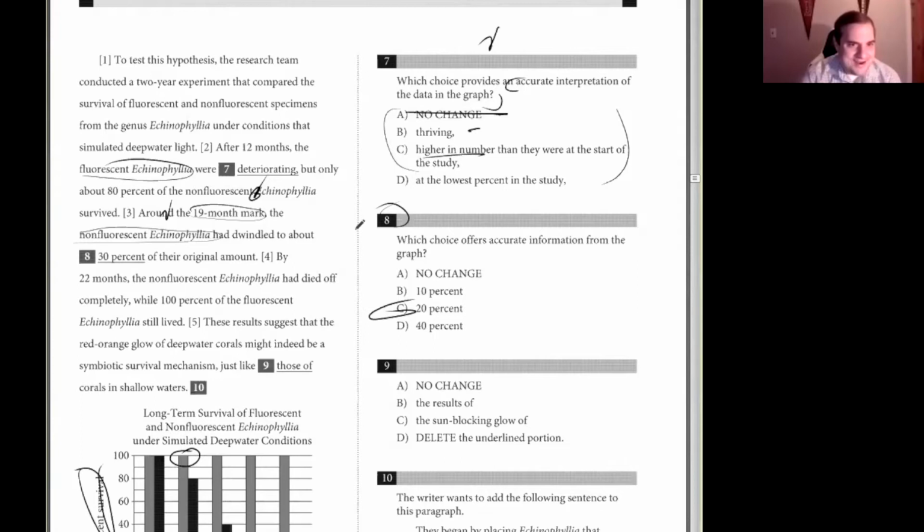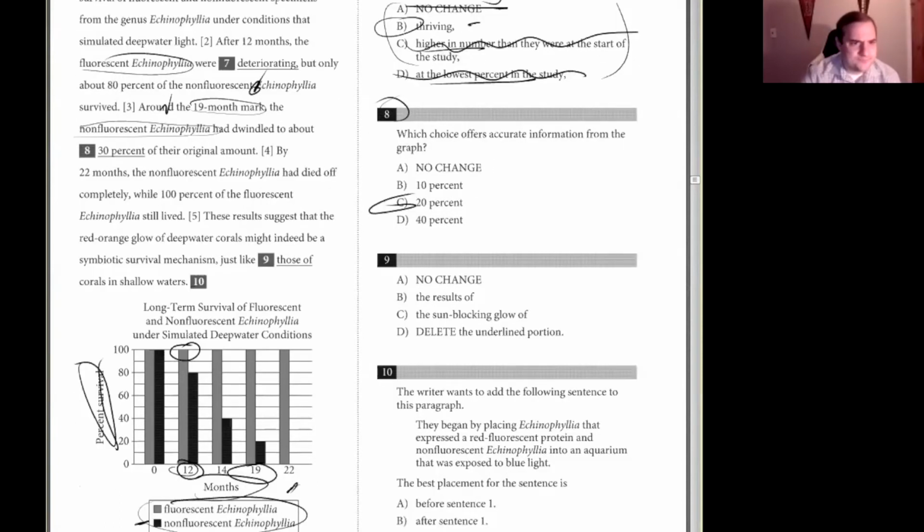No, that is absolutely incorrect. And they were at the lowest percent, absolutely incorrect. So it's thriving. Thriving is a weird way of saying it, I guess, because they were just the same. They were doing equally as good as before. But it's as close as we're getting. All of the A, C, and D are all very wrong.